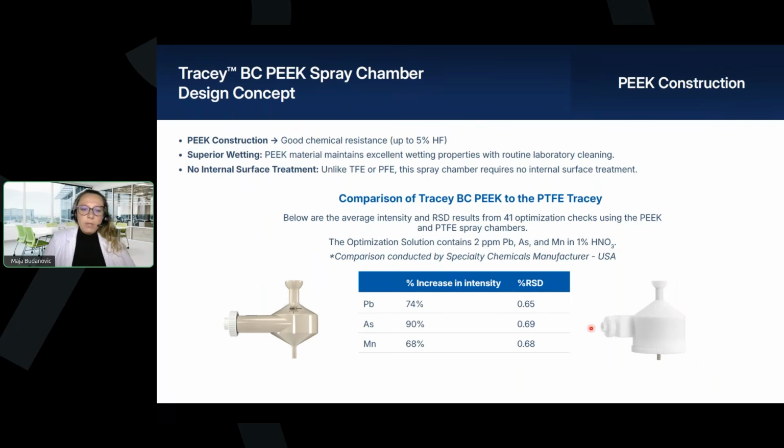Here we can see the comparison of the average intensity and also RSD results from the 41 optimization checks by a specialty chemical manufacturer in the US using the PEAK and the PTFE spray chambers. As you can see, the results show a significant increase in the signal intensity for lead, arsenic, and manganese with the Tracy BC PEAK spray chamber.